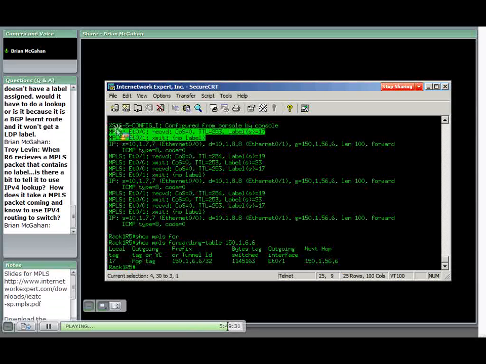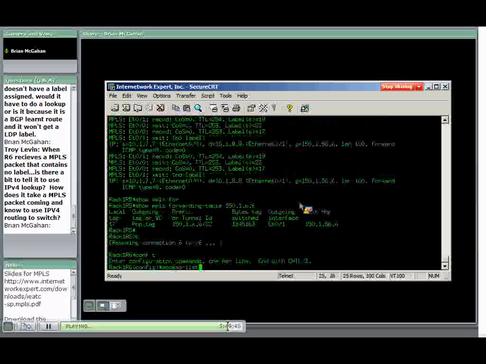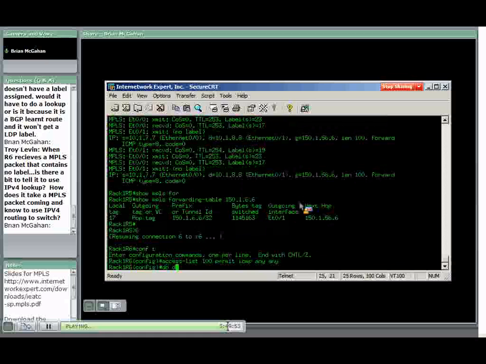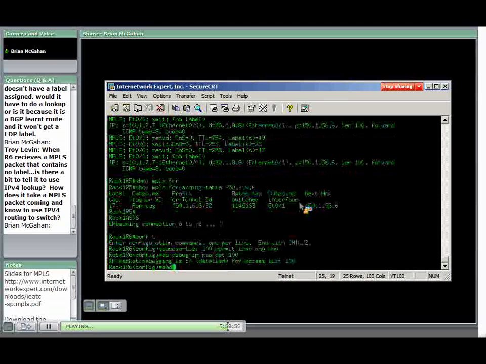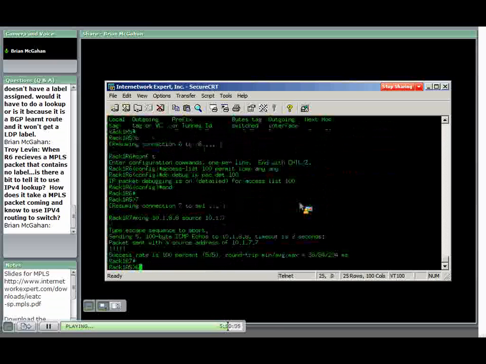So we'll clear the log here. We'll say debug IP packet. Actually, to filter through this a little bit, let's say access list 100 is going to be just ICMP traffic. Then we'll debug IP packet detail and use access list 100 to filter the output. Okay, we're also debugging MPLS packets. Okay, so we still have reachability from router 7 to router 8.